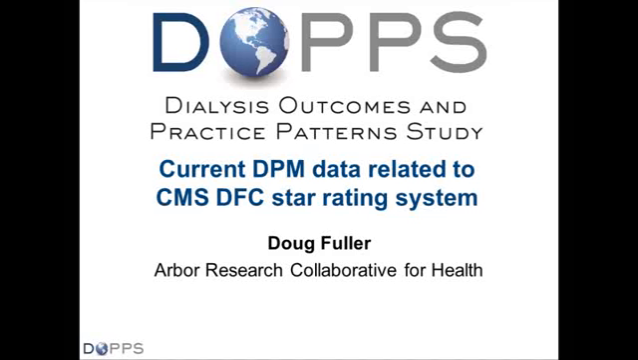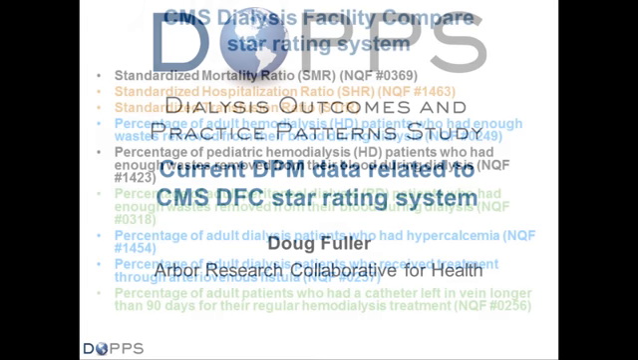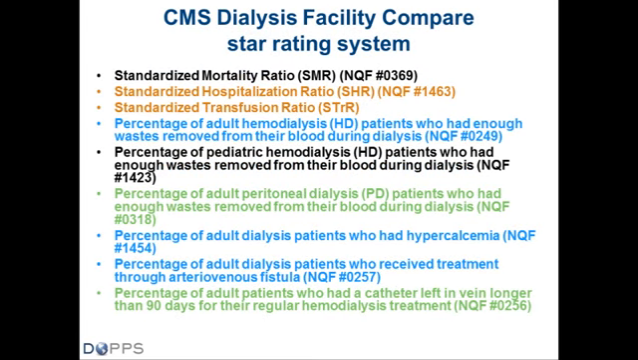So today I'll be presenting some information from the DOPPS Practice Monitor related to the CMS Dialysis Facility Compare star rating system. The star rating system is comprised of 9 measures. The first 3 are the standardized mortality, hospitalization, and transfusion ratio. The next 4 are related to hypercalcemia and dialysis adequacy measures, and the last 2 are related to vascular access.